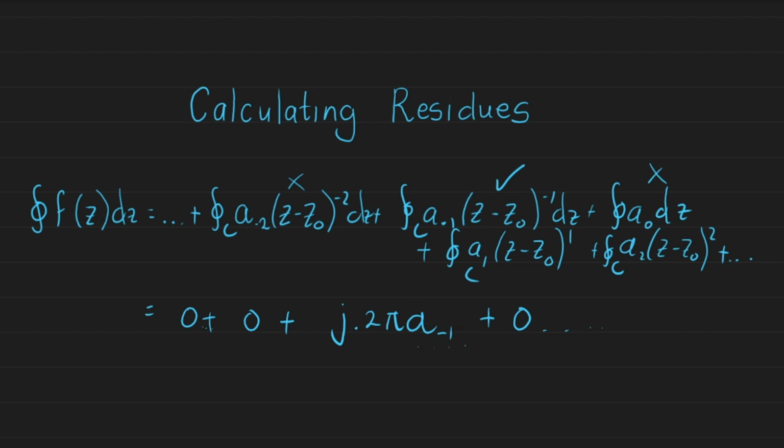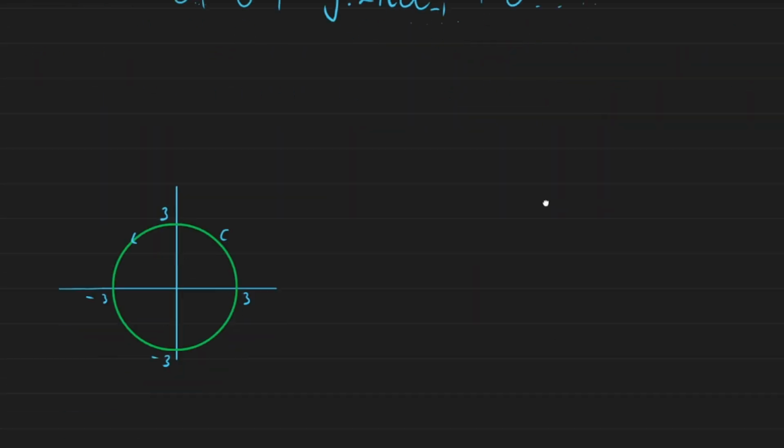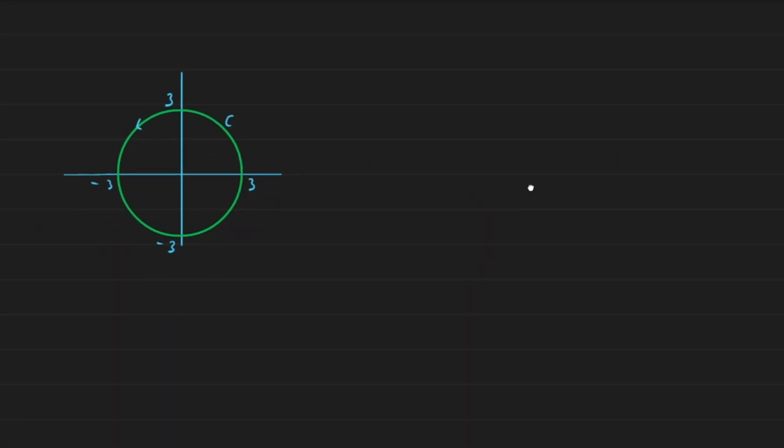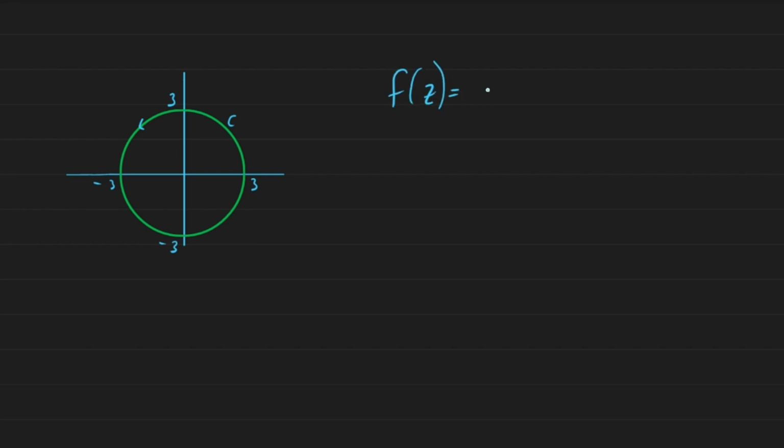So we're just going to illustrate that with a simple example in which we have this radius of convergence, and we want to find this coefficient a minus 1, or we want to find the residue. So the function that we are considering is f(z) equal to z over (z plus 2) times (z plus 4). So we are integrating this function along this contour, and it's a circle of radius 3.